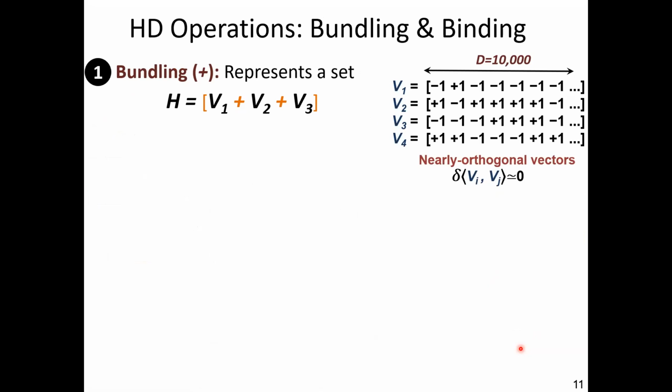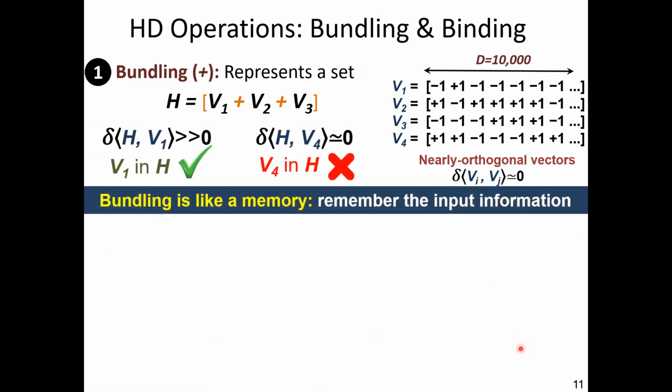The first operation is bundling. If you have some high dimensional vectors and you bundle them together, taking the majority over them, it is like a memory. If you check the similarity of H with a vector which is in the set, it says that I have it. And if the vector is not in the set, like V4, it says that I don't have it, if the vectors are in high dimensional space and, of course, randomly generated.